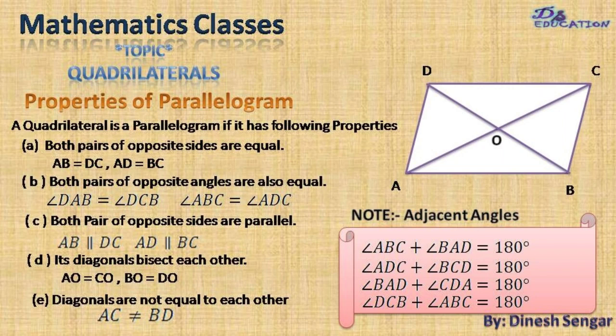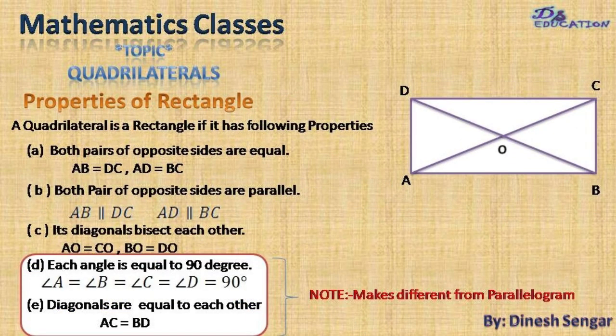One more thing, you should note down that the sum of two values, that is angle ABC plus angle BAD, is equal to 180 degrees. Why so? Because they are known as adjacent angles, angles on the same base. Similarly, the other three pairs of angles also have their sum equal to 180 degrees. Understood? Now moving to the next slide, that is properties of rectangle.